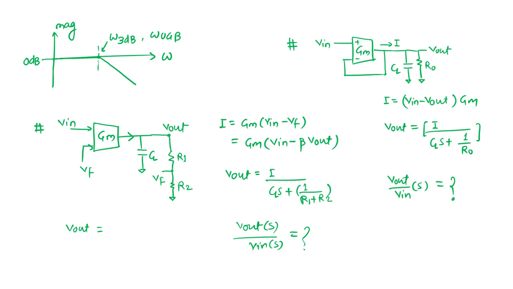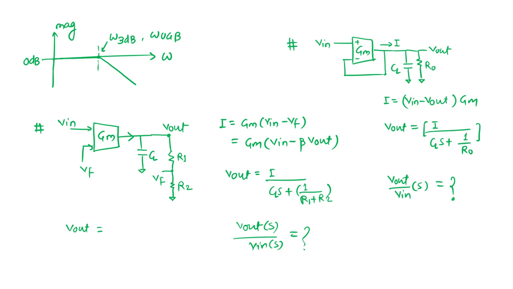This was the external feedback network, and this was nothing but the load of the GM cell. So this is the fundamental: what the GM cell is generating as a current and how this current generates an output voltage. We'll see the closed loop gain, and after that you can plot the Bode plot and see the phase and magnitude. So we have seen this.